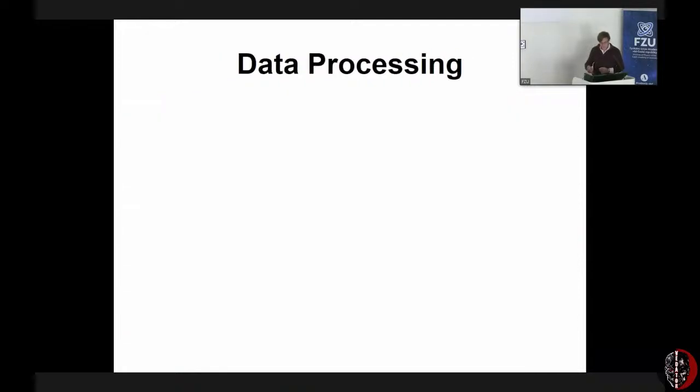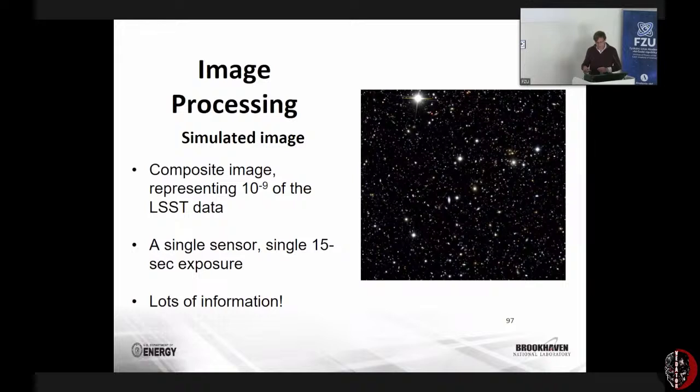So then, just a few words about data processing. That shows a typical image. It's a simulated image, but that's how the data will look. That represents 10 to the minus 9, so just 1 out of a billion images. It's a single sensor, a single 15-second exposure. So it's a lot of information.